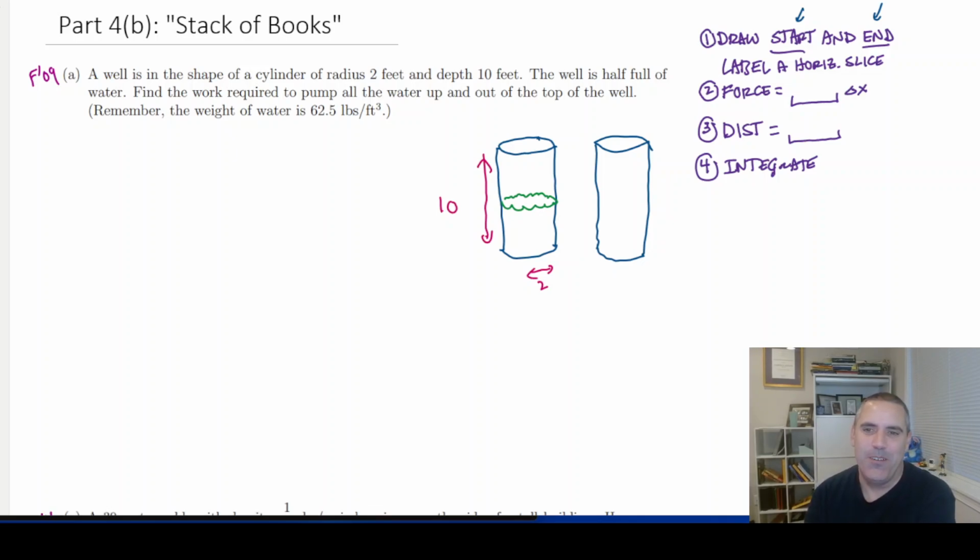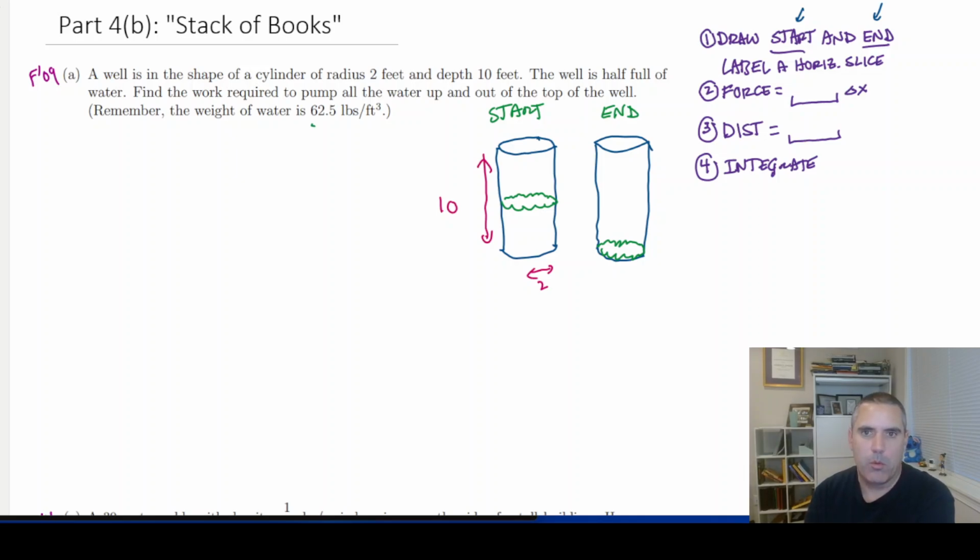Okay, so here we go. It's half full, half empty. And we're going to pump it all up to the top. So at the end of this problem, the water's going to be down here at the bottom. Okay, so this is the start. This is the end. And we're lifting it to the top. All of that's important. Find the work required to pump all the water out of the top.